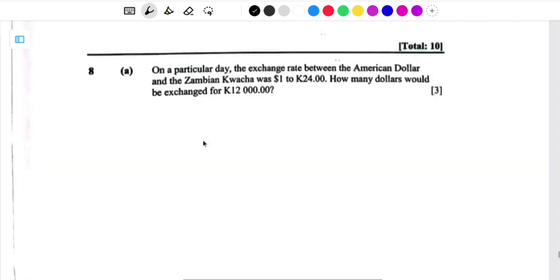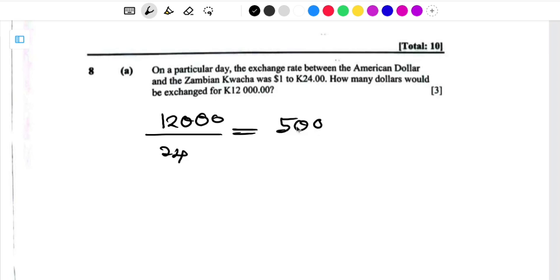Question 8. On a particular day, the exchange rate between the American dollar and the Zambian kwacha was $1 equivalent to 24 kwacha. How many dollars will be exchanged for 12,000 kwacha? So you just have to write 12,000 kwacha, then divided by 24. Then when I divide, I'm going to get 500. So this is going to be 500 USD. So this is how I'm supposed to answer.